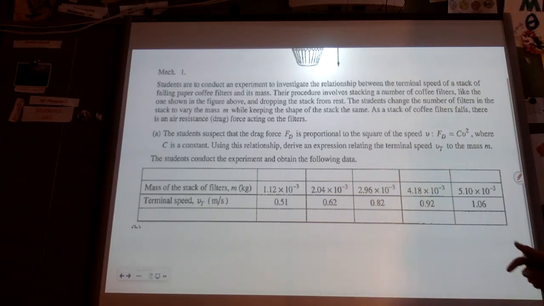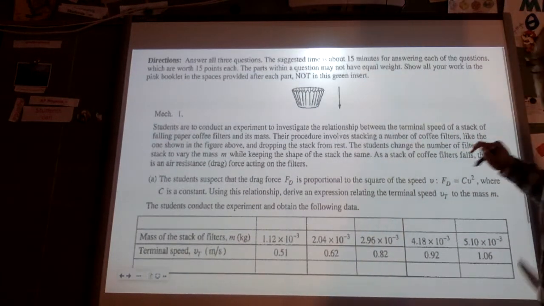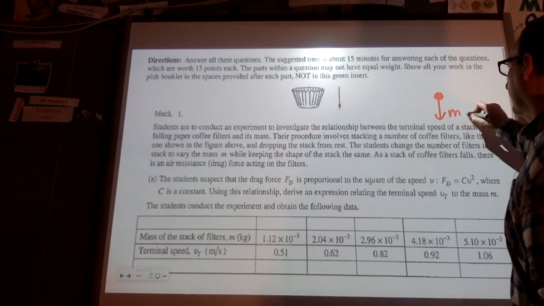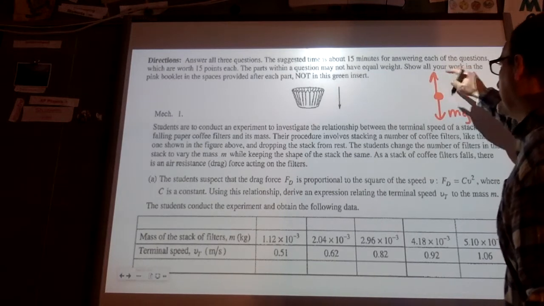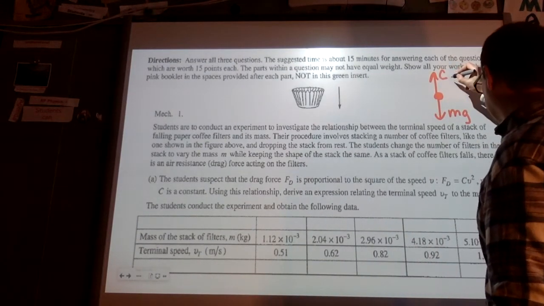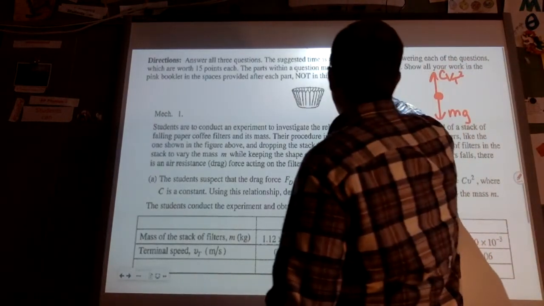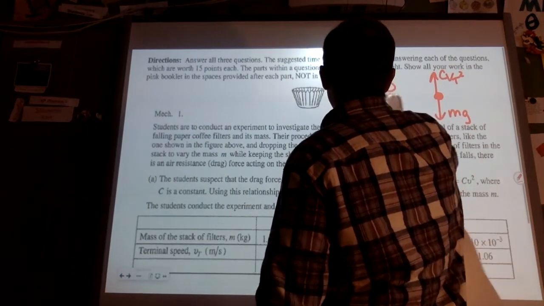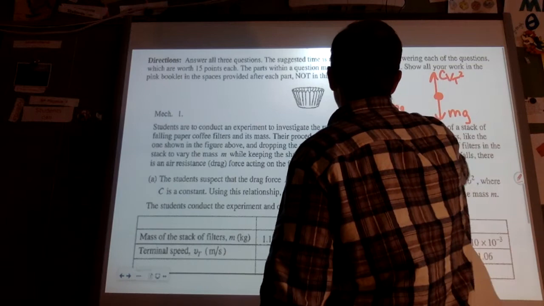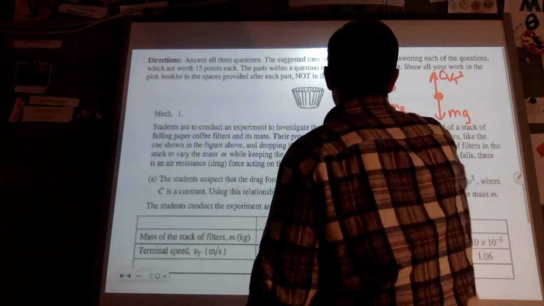Okay, so this would happen when these two are equal, right? So this would be C VT squared. I would do F net equals 0. I would have C VT squared equals mg, and I would have VT equals the square root of mg over C.